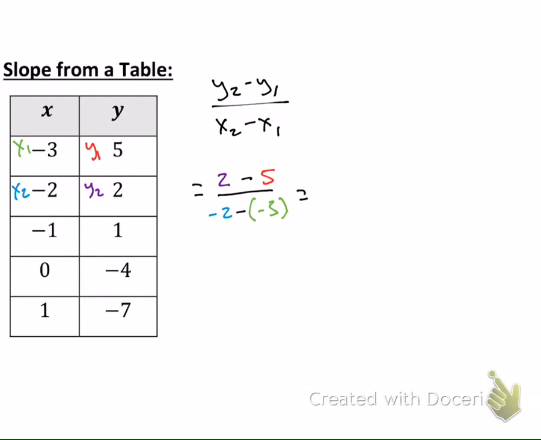And let's do the math. 2 minus 5 is negative 3 on top. Negative 2 minus a negative 3, so we're actually adding 3. Negative 2 plus 3 is 1. And again, dividing by 1 gives you the same value, so we're just going to get negative 3 as our slope.